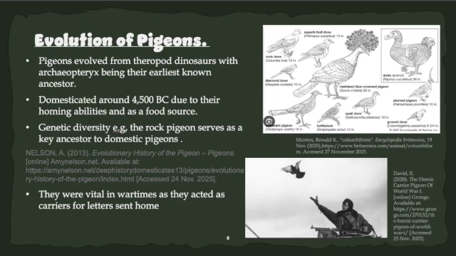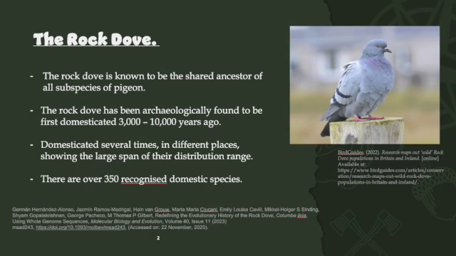Much of the genetic diversity seen in pigeons today comes from their ancestor, the rock dove. Because domestication happened multiple times and in different regions, domestic pigeons today show over 350 recognised breeds, ranging from fancy show pigeons to racing pigeons. This incredible diversity makes pigeons an excellent model for studying how both natural selection and artificial selection drive the evolution of new traits and forms.